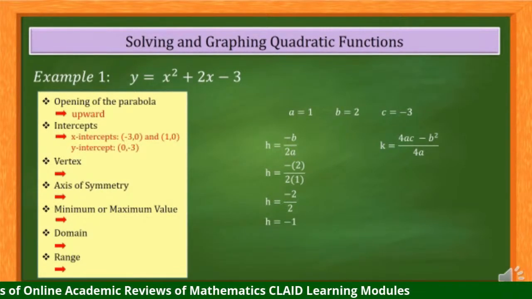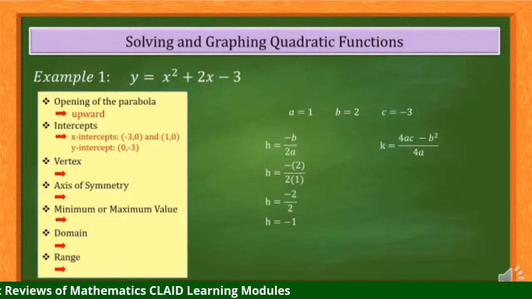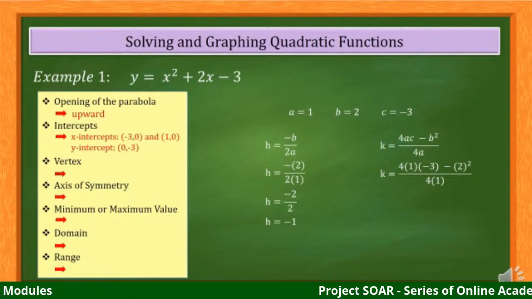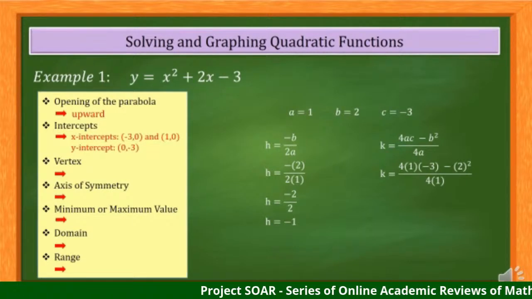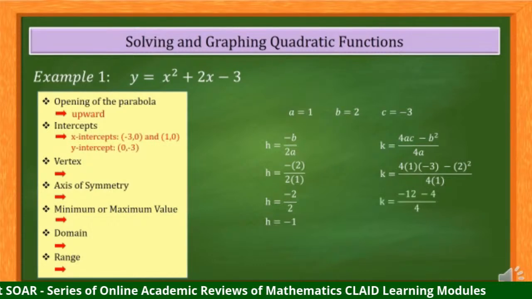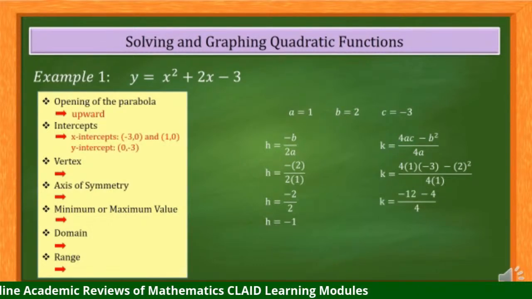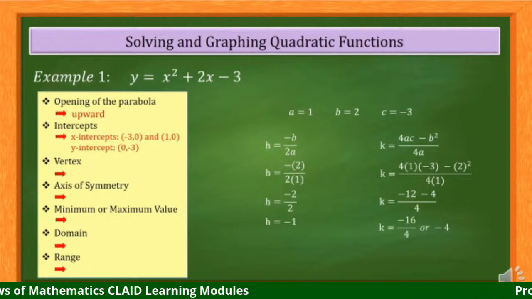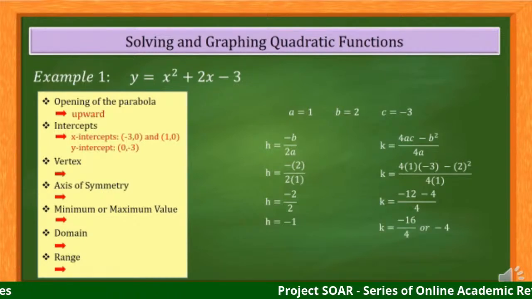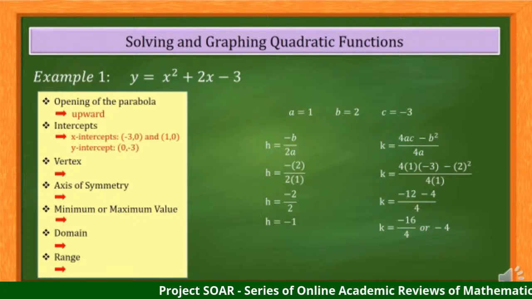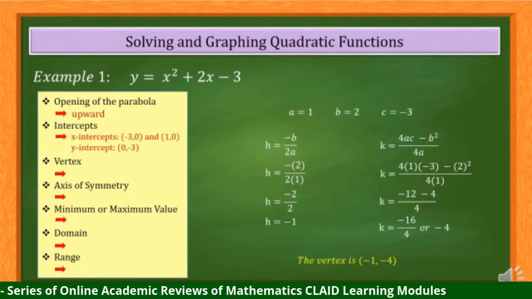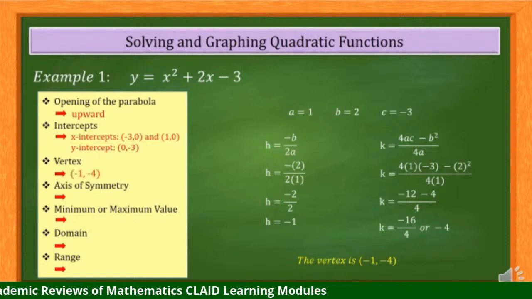Let us proceed to K. So just substitute the value of A, B, and C. We have 4 times 1 times negative 3 minus 2 squared all over 4 times 1. Then, negative 12 minus 4 all over 4. The result is negative 16 over 4 or negative 4. So, yung value naman ng K natin is negative 4. Ano yung magiging vertex? The vertex is point negative 1, negative 4.